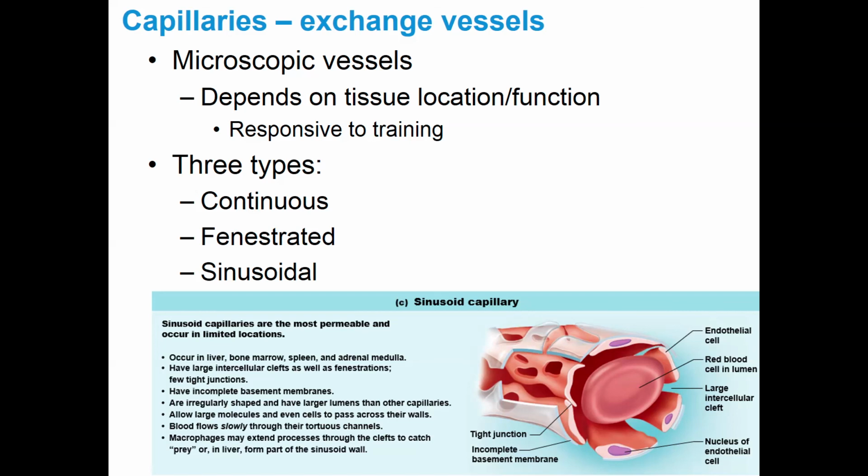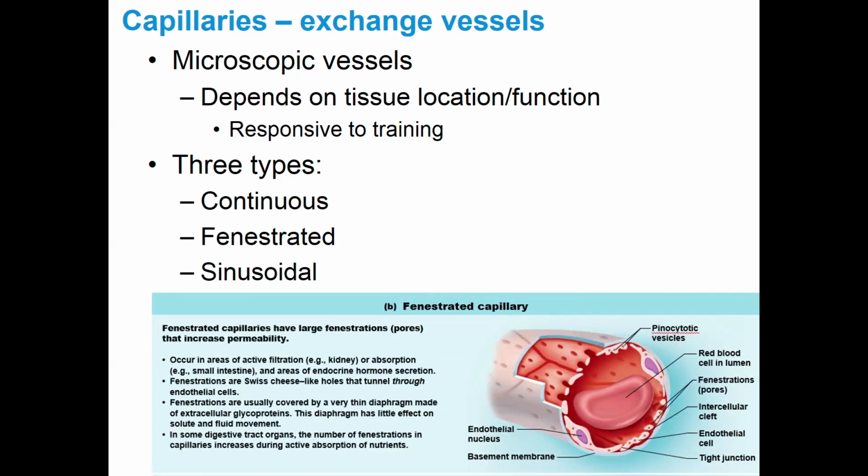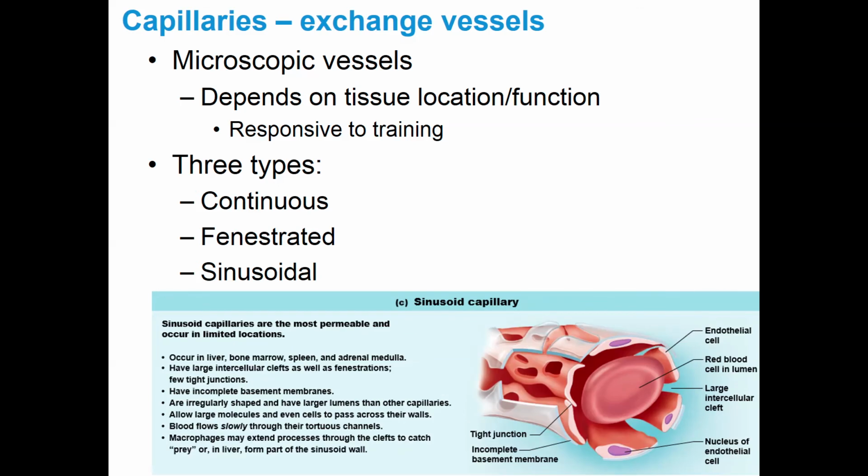The continuous capillaries, you've got good junctions between those cells. They don't allow much to pass between them. And then as we move to the fenestrated ones, you've got some holes there, so more things are able to move across that endothelial cell. And then finally the sinusoidal ones, they have an incomplete basement membrane. They don't have good tight connections to each other. And so we see those where we've got filtration going on, in the liver and in the spleen, two of the primary areas that we would talk about. So where you're filtering blood, you'll see those sinusoidal capillaries.